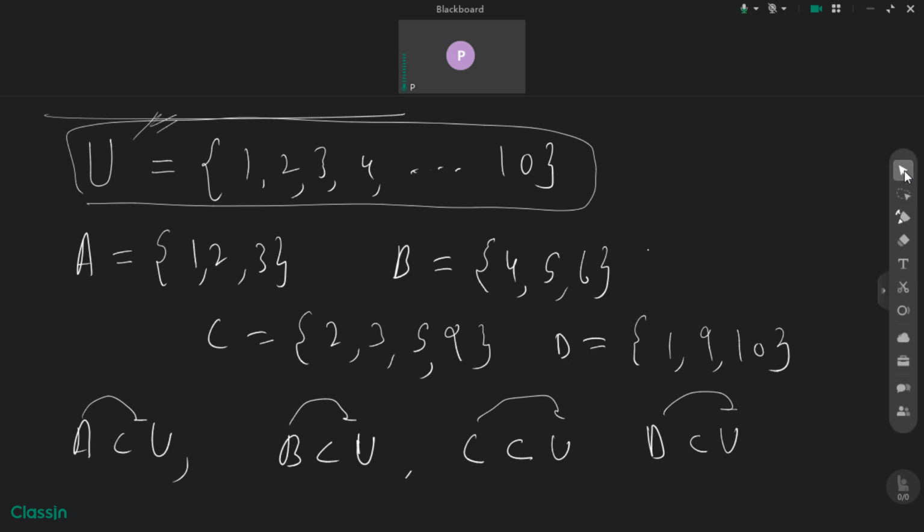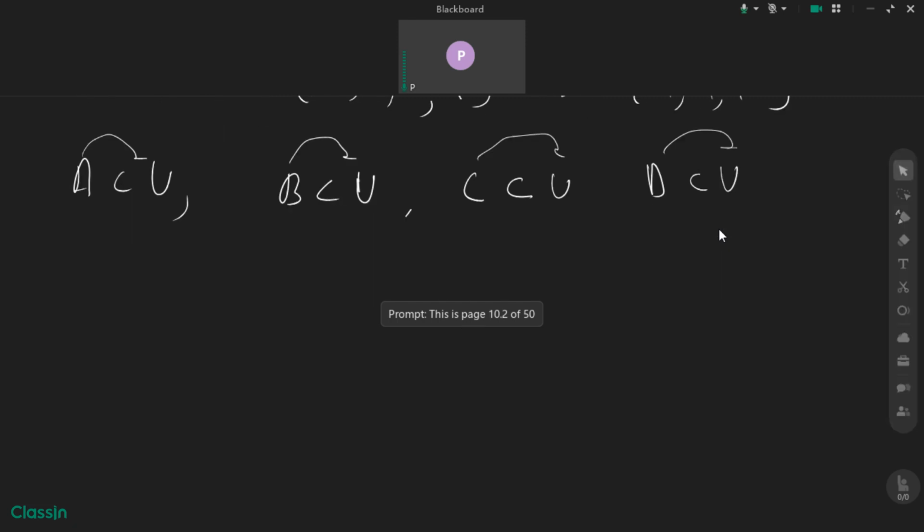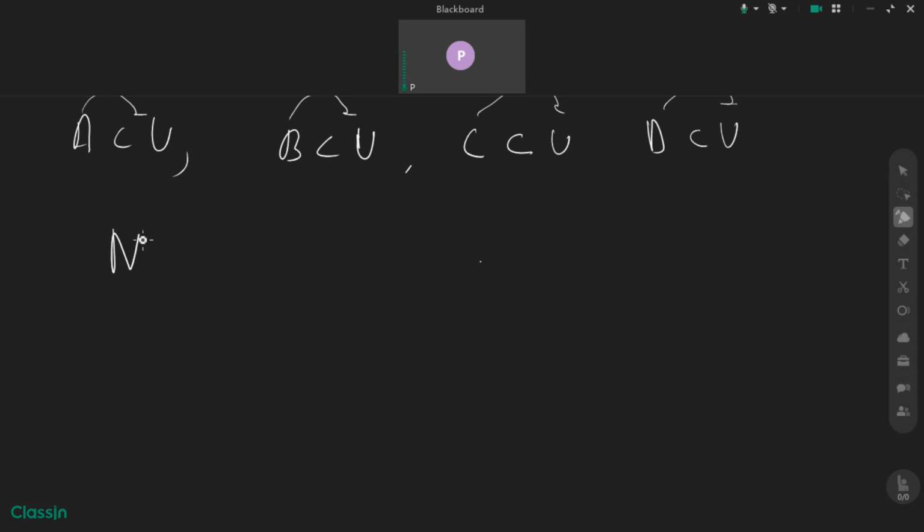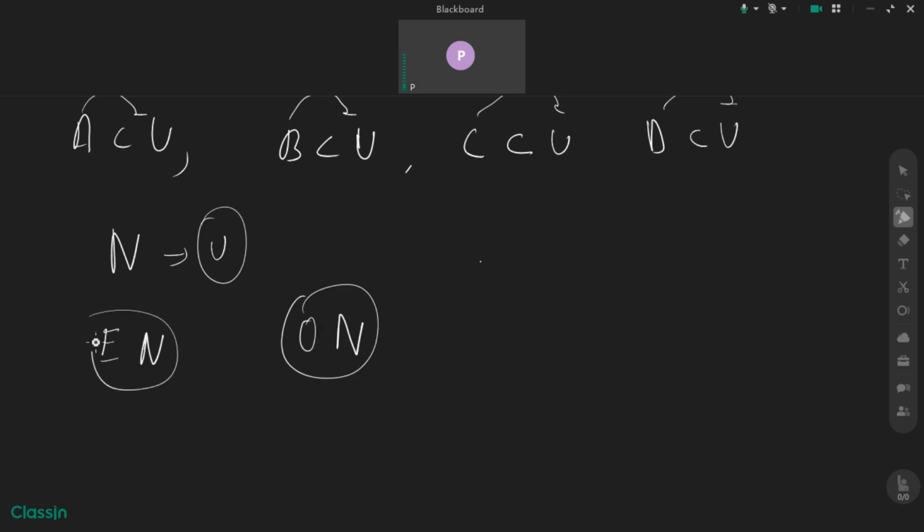If we take any other practical example, let us say we take the set of all natural numbers. The set of all natural numbers will be the universal set, while the set of all even natural numbers and the set of all odd natural numbers will both be its subsets.